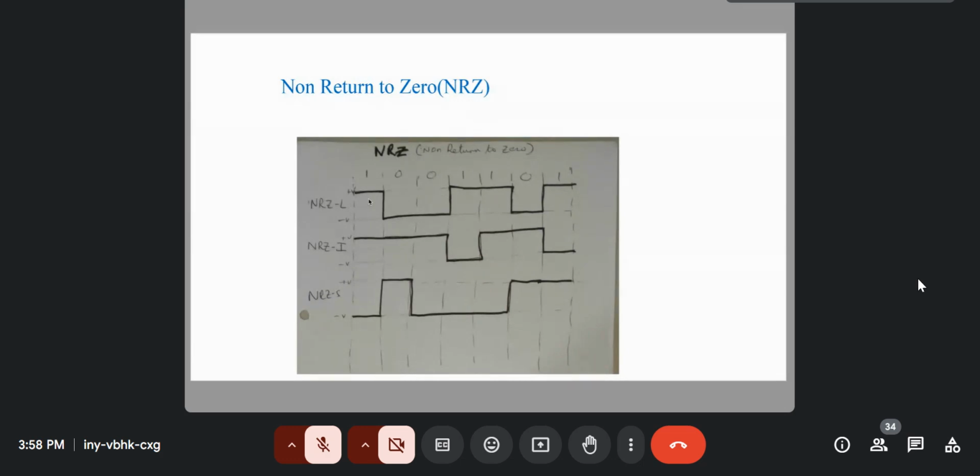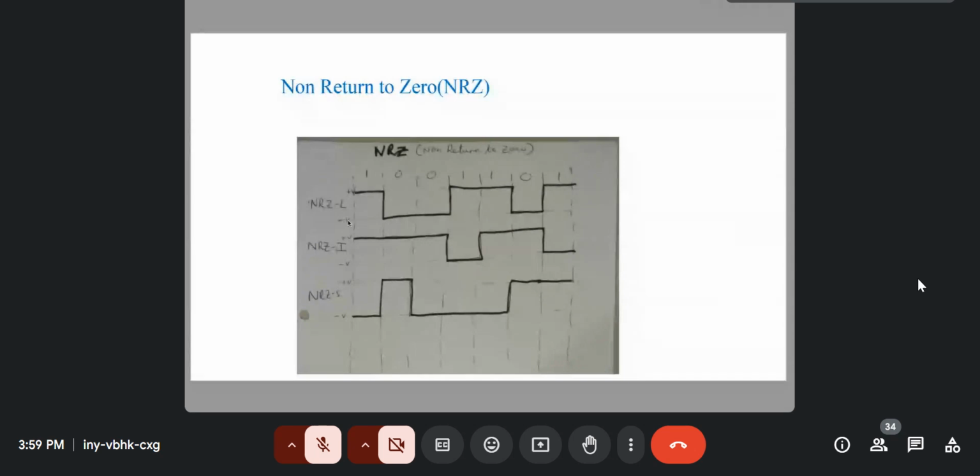And please, if you are ever given something like this and you are told to do the waveform for a particular encoding scheme, always remember to write whether it's positive or negative. Otherwise, you are wrong. Because if you don't put this, I don't know whether yours is NRZ or RZ. So it's important that if it's NRZ, then you have negative and a positive. If it's RZ, it goes positive and returns to 0.